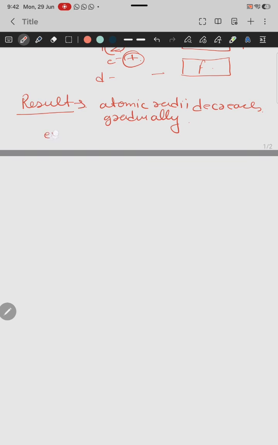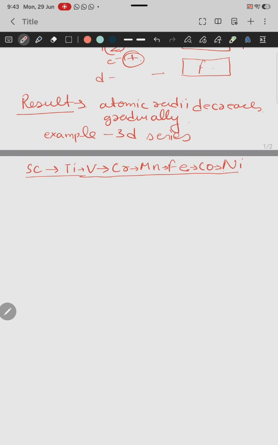I am taking one example here, the example of the 3d series. Okay, this is a very common example. In the 3d series, we have the elements scandium, titanium, vanadium, chromium, manganese, iron, cobalt, nickel, copper, zinc, arranged in a series. The atomic radii gradually decreases when we move from left to right in the 3d series. I think this is clear to all of you. That means nickel has the smallest size compared to the previous elements.